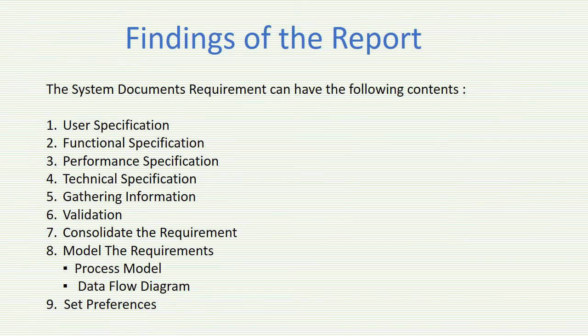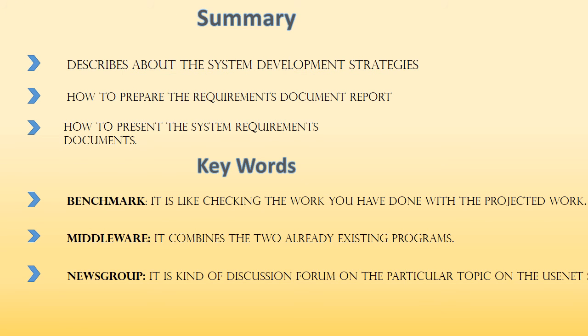Gathering information. We can gather the information by interviewing, questionnaires, observations, sampling, or written documents. Then is the validation. It is done to check the accuracy of the process and consolidate the requirements. In this, you can unify the information you gathered and delete the information which does not seem to be relevant. Precise the requirements and then model the requirements. At the end, set preferences.